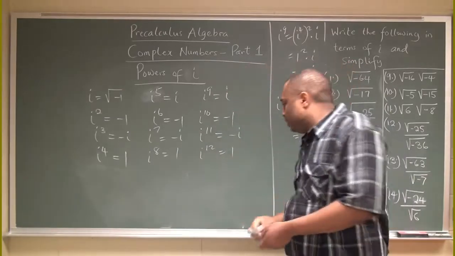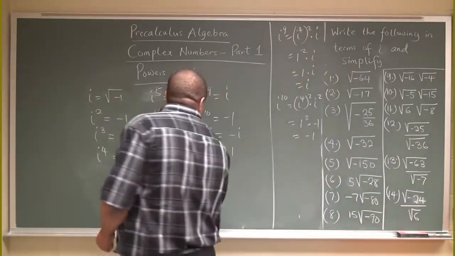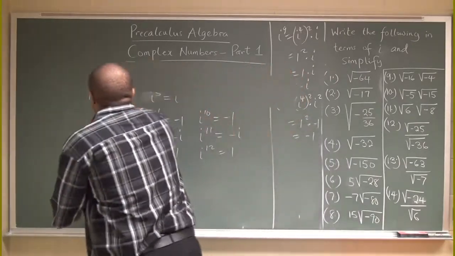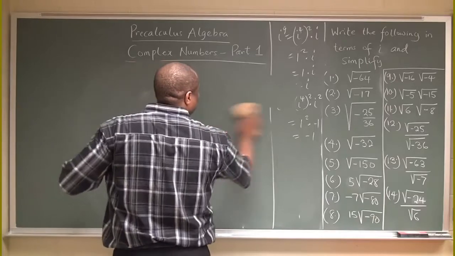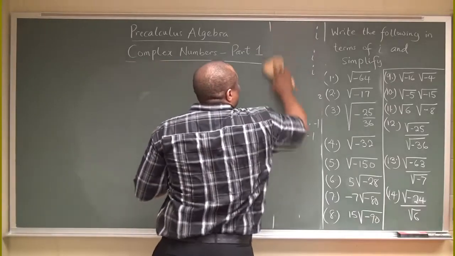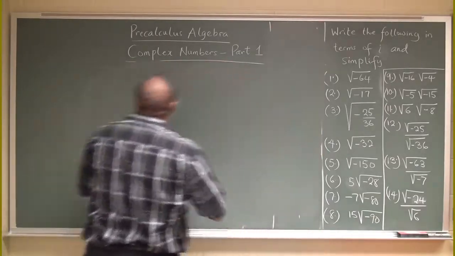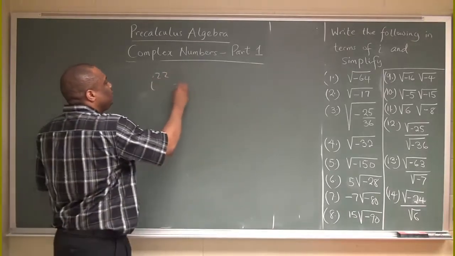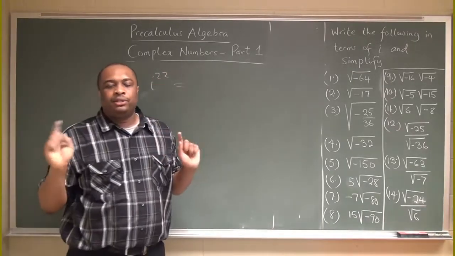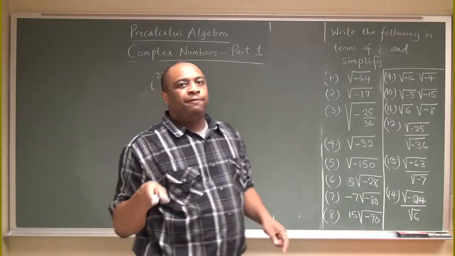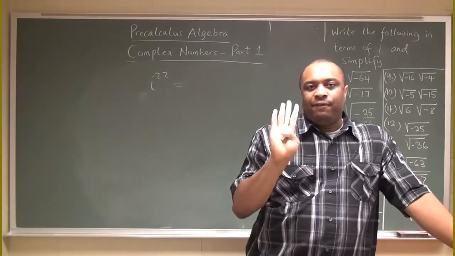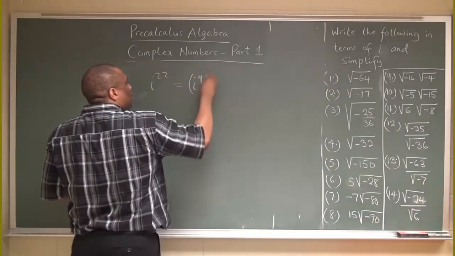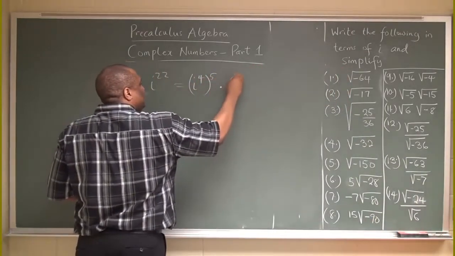And so it continues. Assuming they ask you to find I to the 22, I raised to power 22, all you need to do is ask yourself, how many 4s are in 22? Five 4s, remember, with 2 left over. So this will be I to the 4 all to the power 5, times I squared.